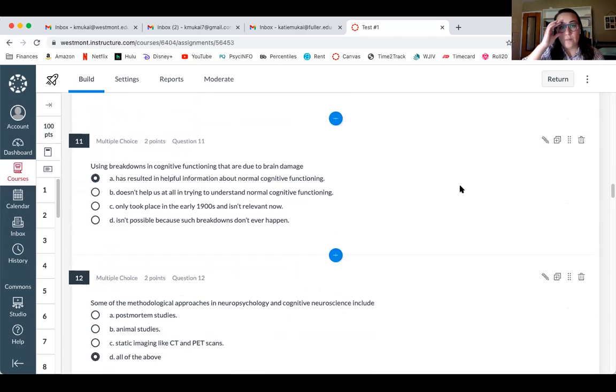Okay, number 11, looking at the breakdowns in cognitive functioning that happen due to brain damage, this has resulted in helpful information about normal cognitive functioning. It essentially allows us to fill in the gap. I like to think about how brain damage informs our understanding of normal functioning with the analogy of a car. You might not know all the ins and outs of a car, but you get a much better idea of how it normally functions when something breaks down.